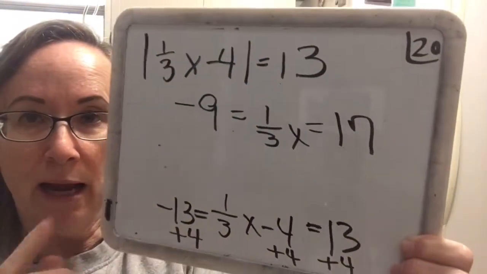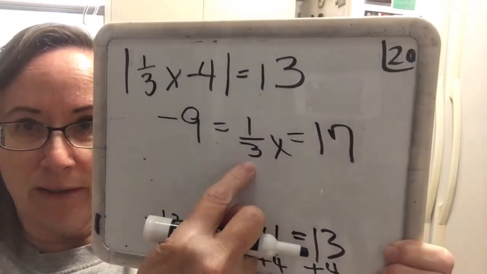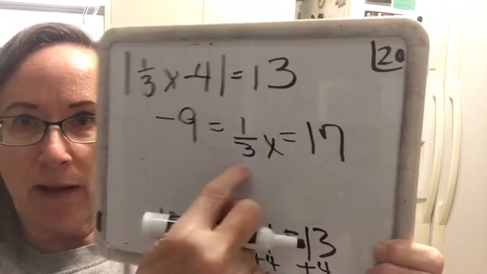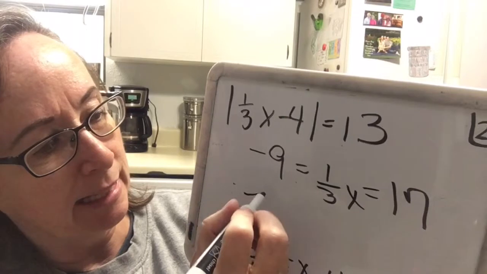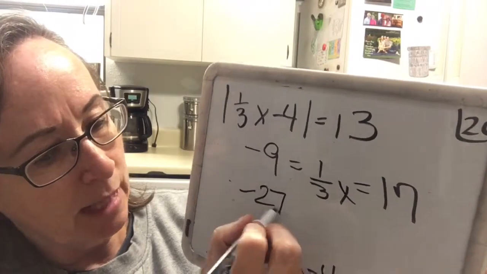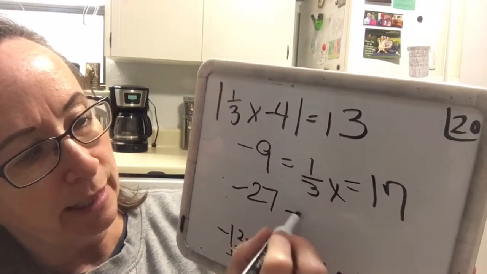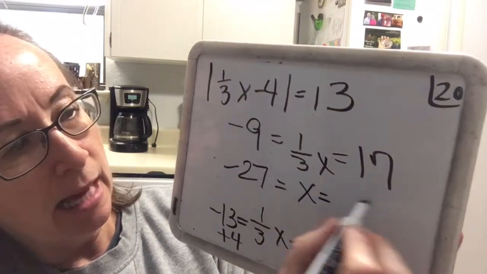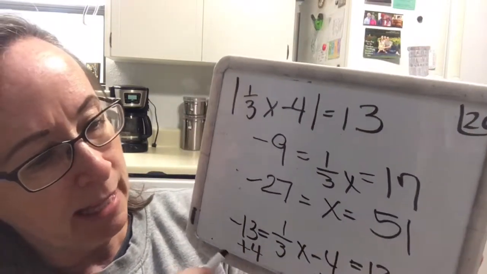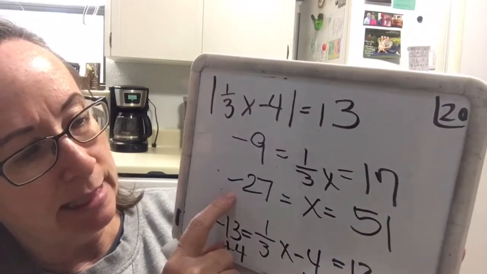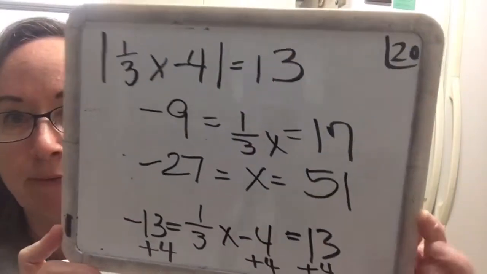Okay, so now all I have to do to get rid of my 1/3 is multiply all three parts by 3. So I'm going to multiply this by 3 and get a negative 27. I'm going to multiply this one by 3 and get an x. I'm going to multiply the last one by 3 and get a 51. And so x is equal to negative 27 or 51.